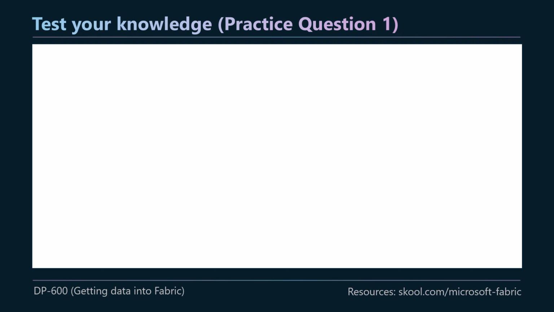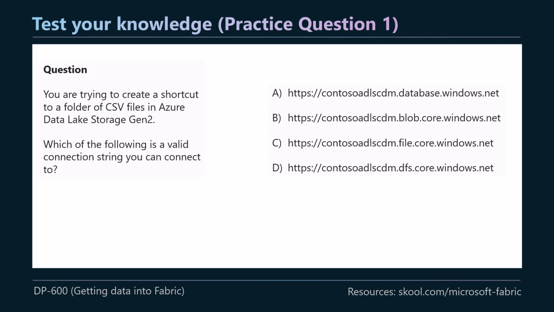Okay, so now let's test some of our knowledge in this part of the exam when we're talking about getting data into Fabric. Question 1. You're trying to create a shortcut to a folder of CSV files in Azure Data Lake Storage Gen 2. Which of the following is a valid connection string you can connect to? A, B, C, or D? Now I'll pause the video here, have a bit of a think, and I'll reveal the answer to you shortly.